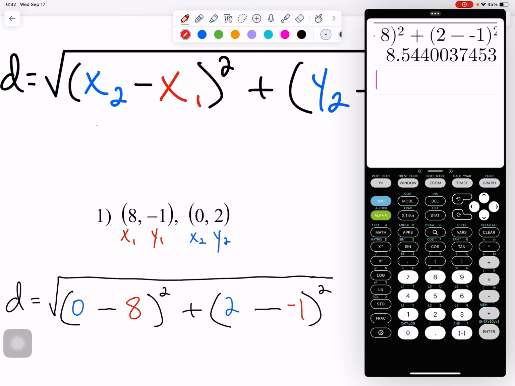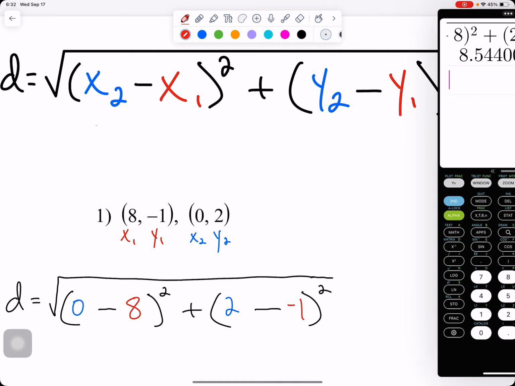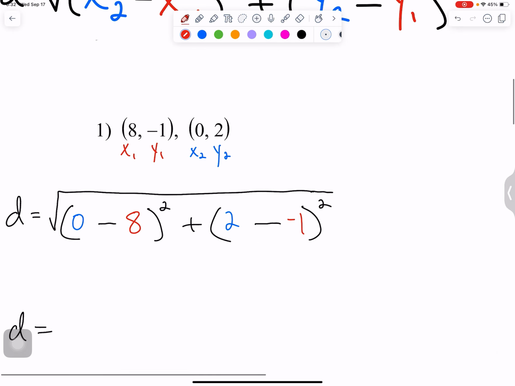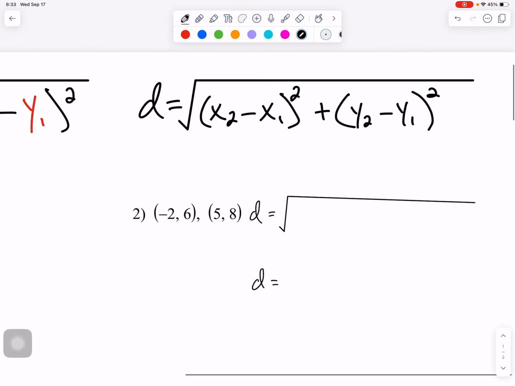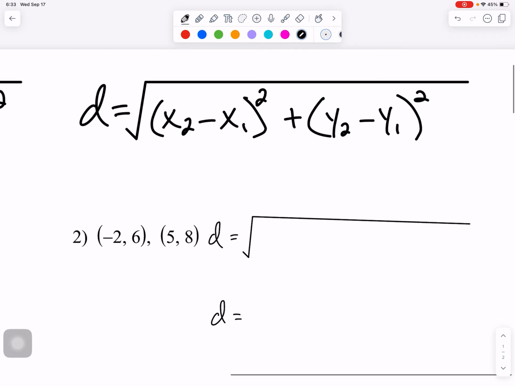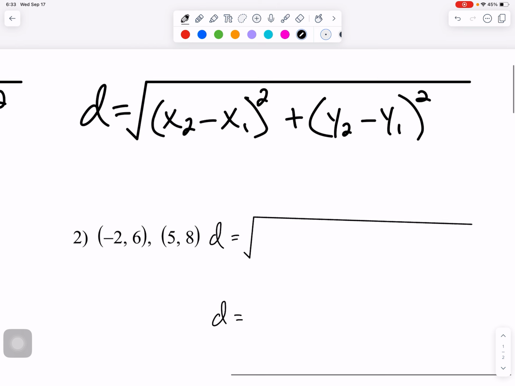8.54. We will not round up, as 0 through 4 is no more, and keep that at 8.5. So our distance is 8.5. That looks sloppy. I think that's because I was going for the square root instead. Oh, that's right. Let's try one in black and white, boys and gals. Shall we? I think we shall.